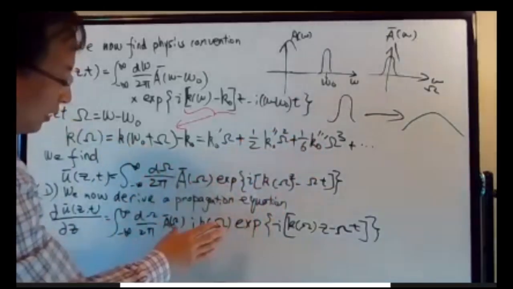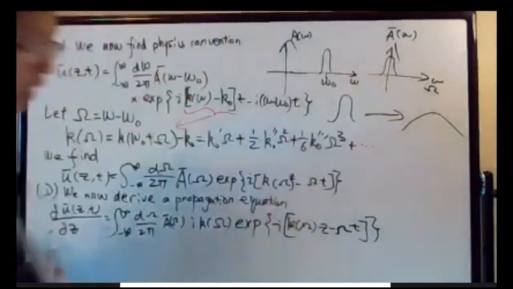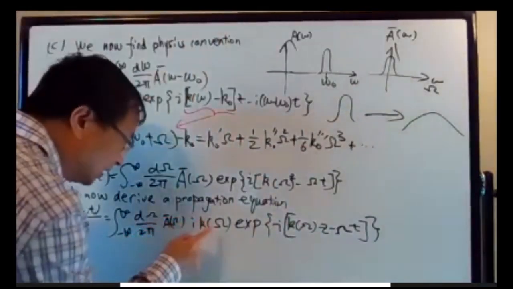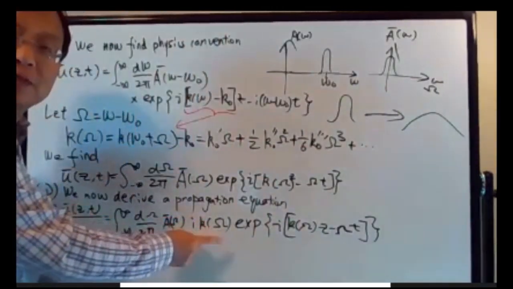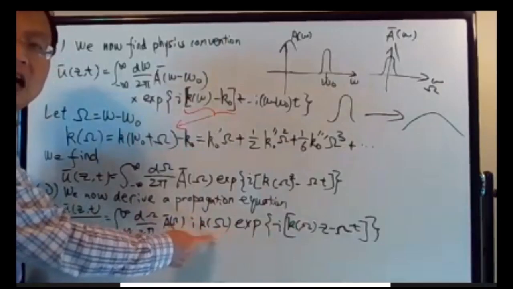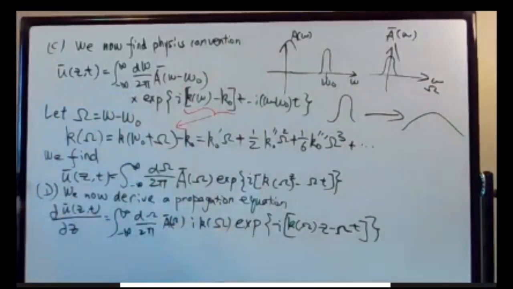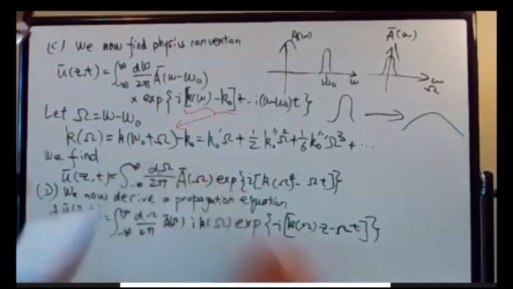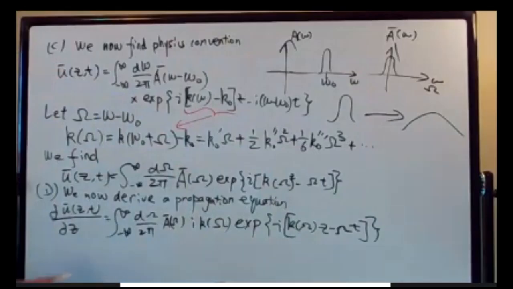That's the physical reason why the pulse changes shape. It's due to this bad guy, right? This bad guy caused our problem, and that's why we're here to study it. Okay, so what is k omega?